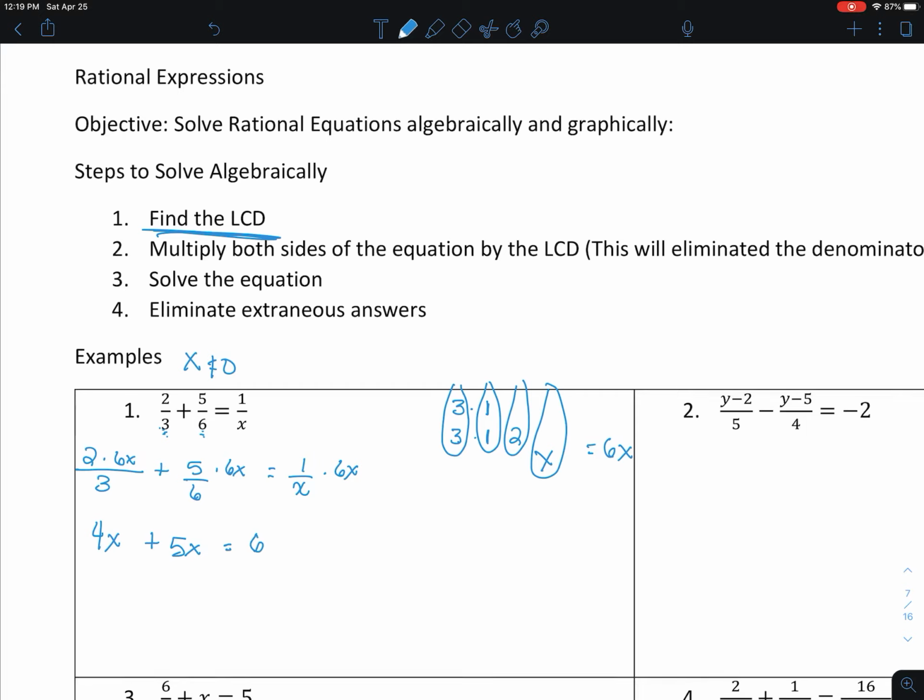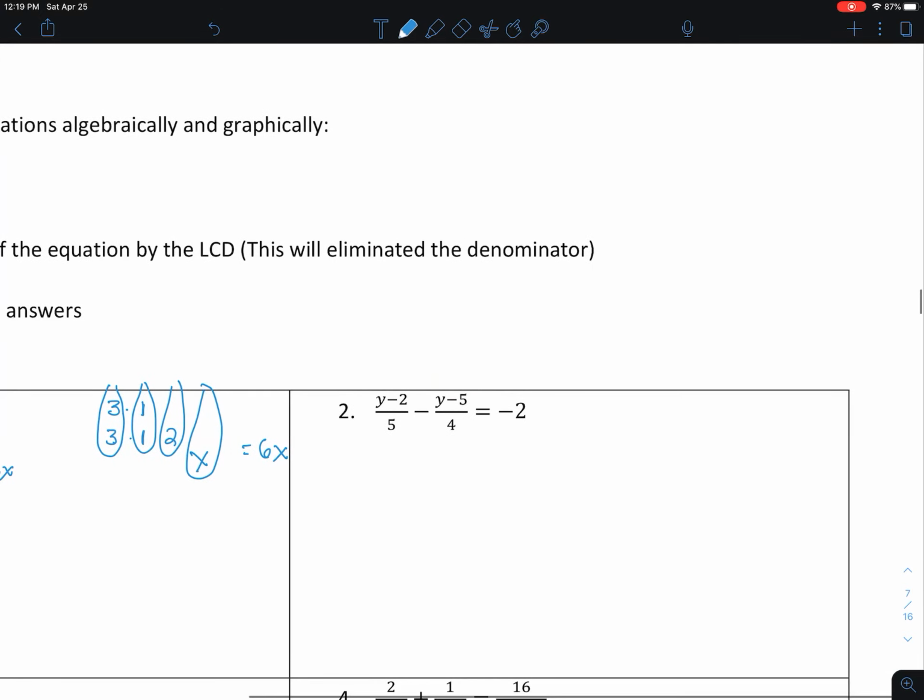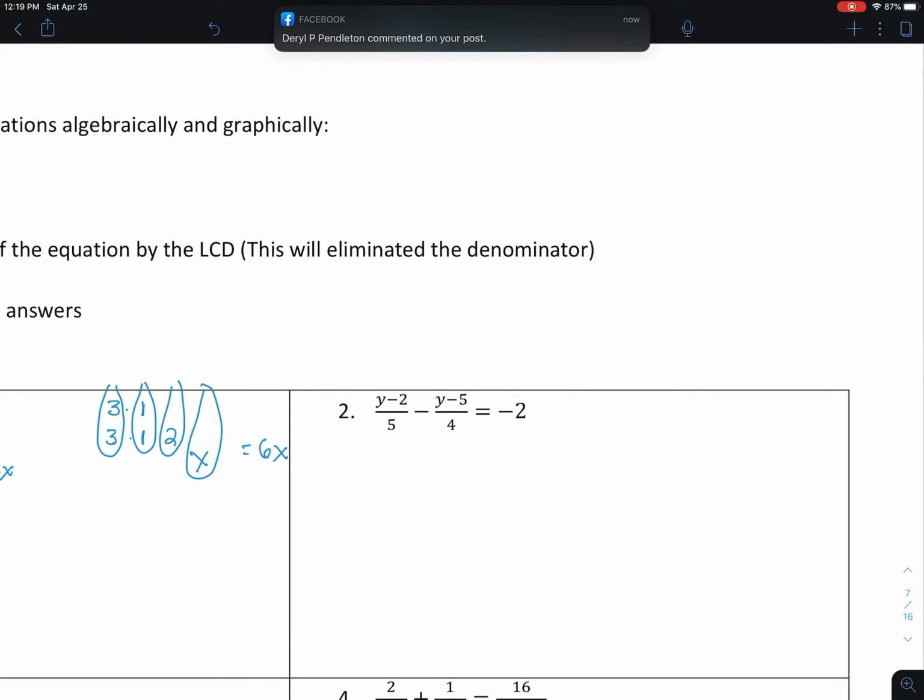So once I'm at this point, I am just solving a regular equation. So how do I solve this? 4x plus 5x is 9x, which is equal to 6. Divide by 9. x is equal to 6/9, or we could say 2/3. Okay? Alrighty? So we find the least common denominator, and then we multiply everything by that least common denominator. So we have 5 and 4. Some of you can look at that and say, well, the least common denominator is 20, but I'll just do it the way I did it before.